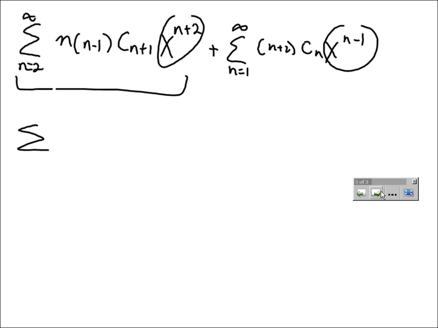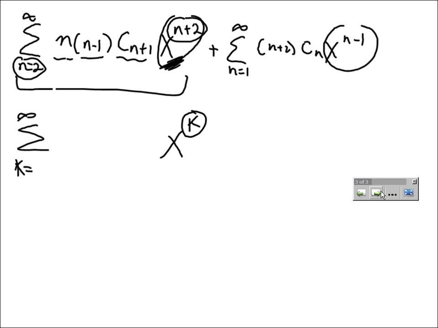It's going to be the summation as k goes from some number to infinity, and I want to have x to the k. First I'm going to work on this, and then I'll get this, this, and that. When n is 2, the first number that n can be is 2. This power will be 4. Well, if I want this power to start at 4, I should just let k start at 4.